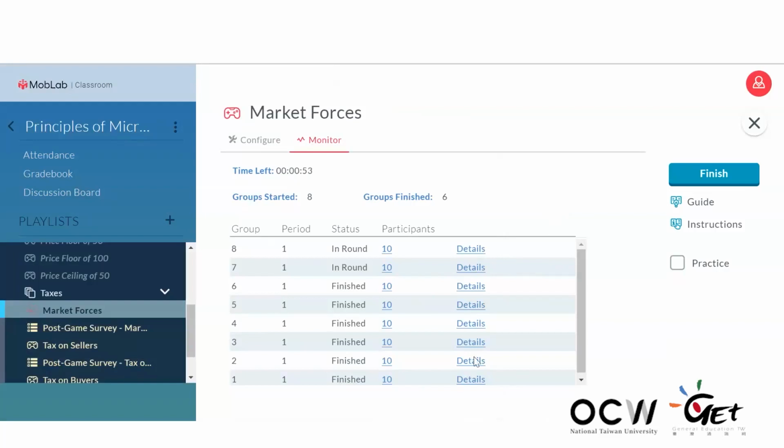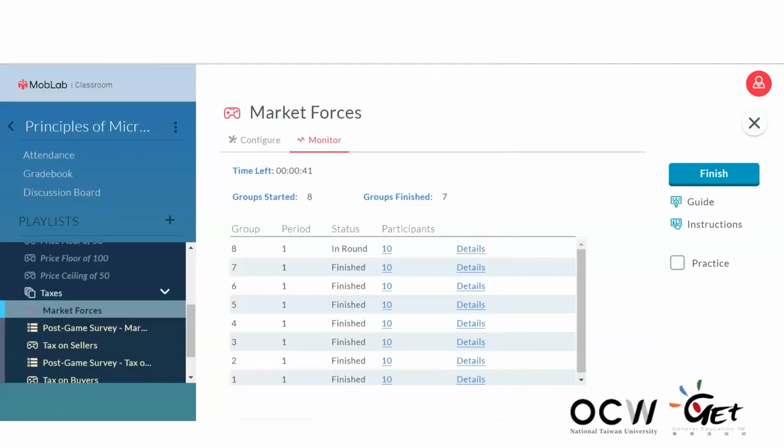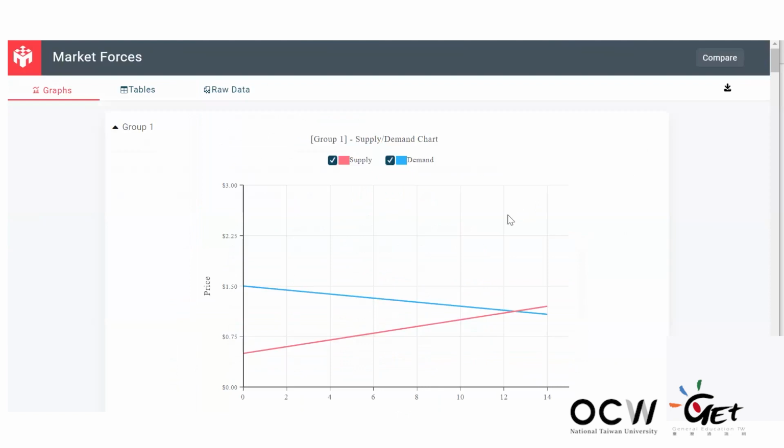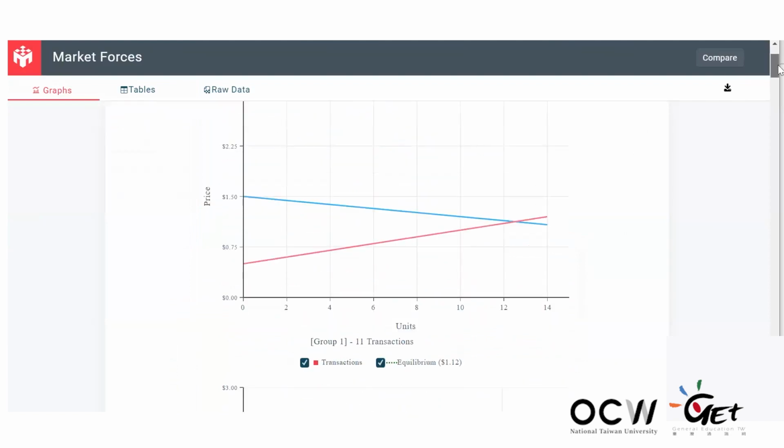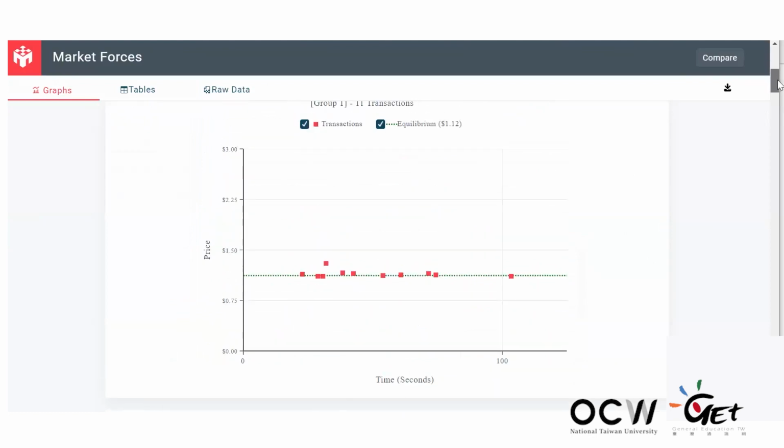Okay, I think most groups have finished. What do you think the demand schedule was? Because it's different from the price control one. So let's see if we can take a look, or should we just have you guess? All right, so let's look at the results. So this is market equilibrium at 112 with 13 transactions. And so here is group one.